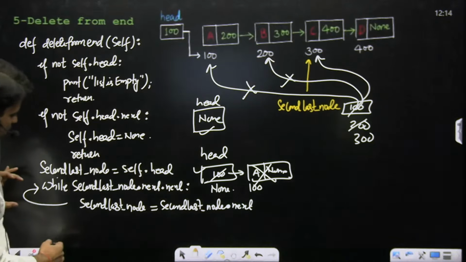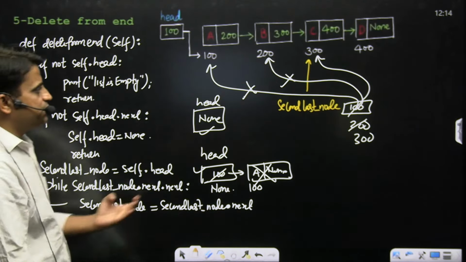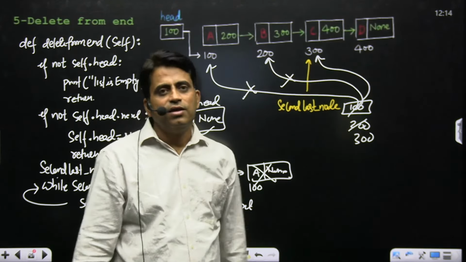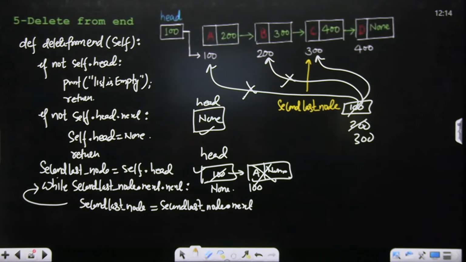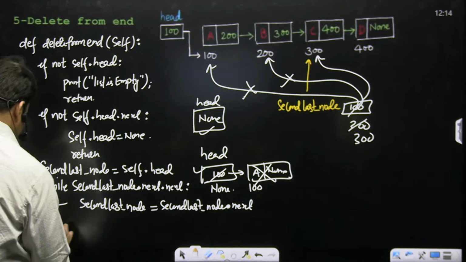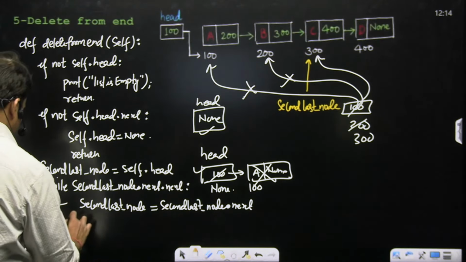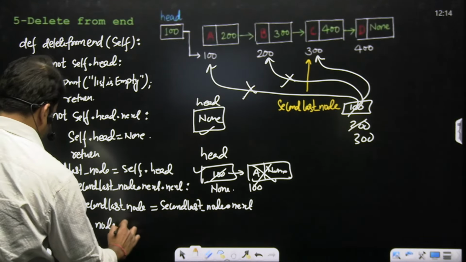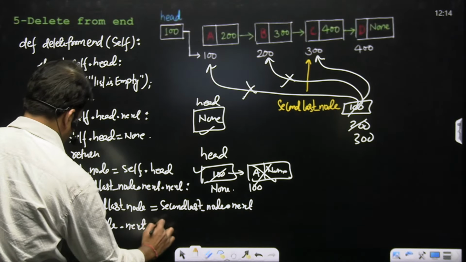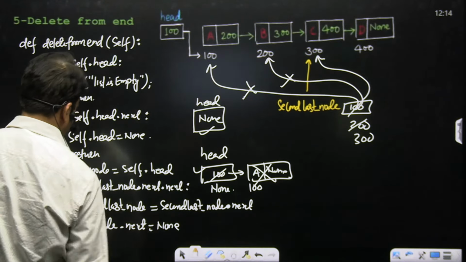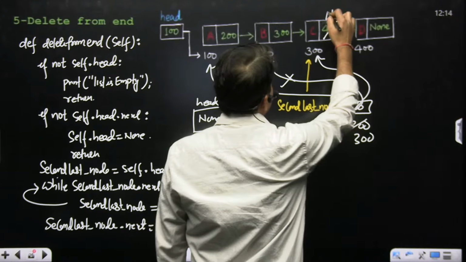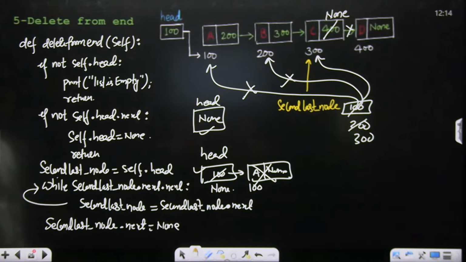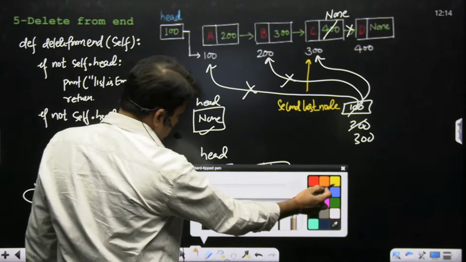We come out of the loop. So second_last is pointing to the previous node, the second last node. Now you can easily delete the node. Set second_last.next equals None. So the last node is deleted. In this way, you can delete from the last in a single linked list.